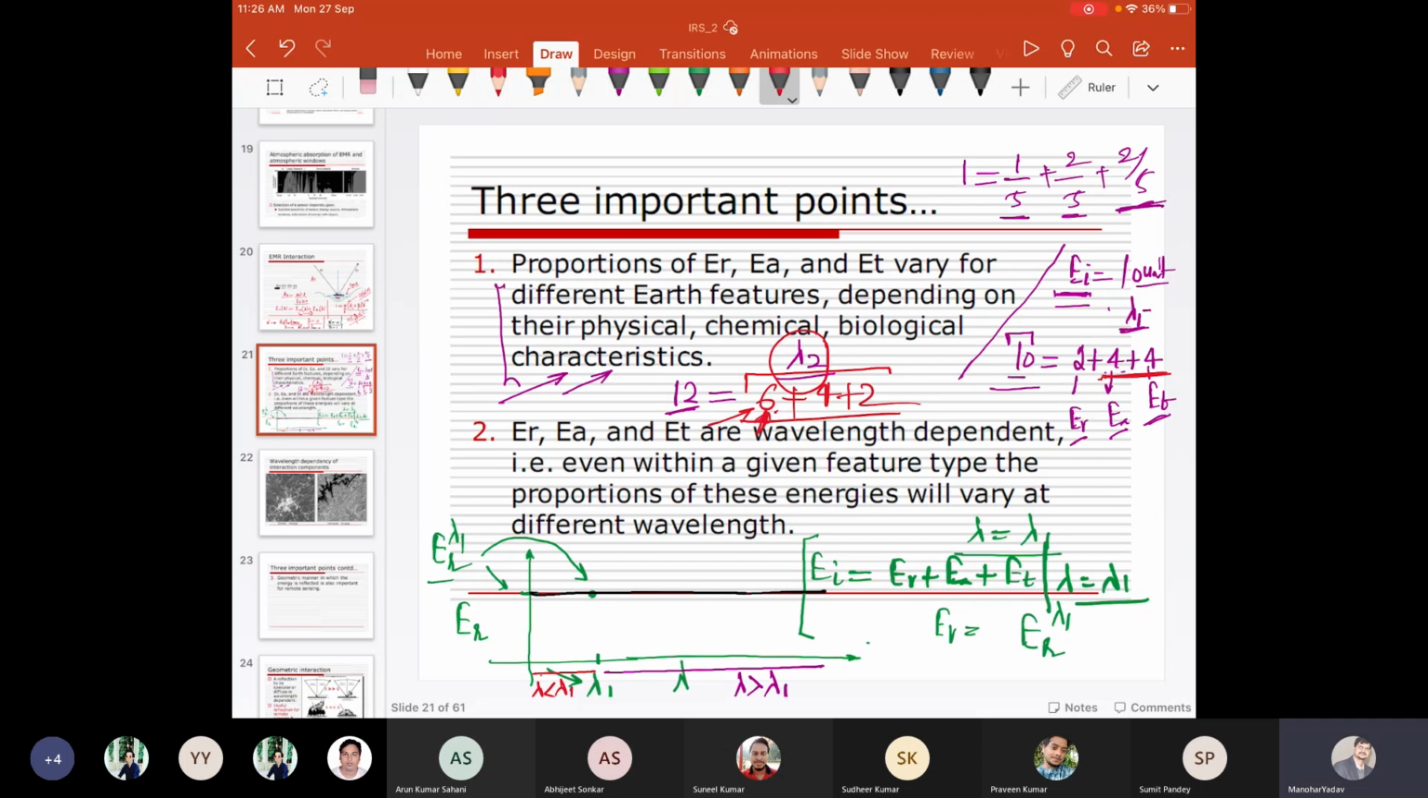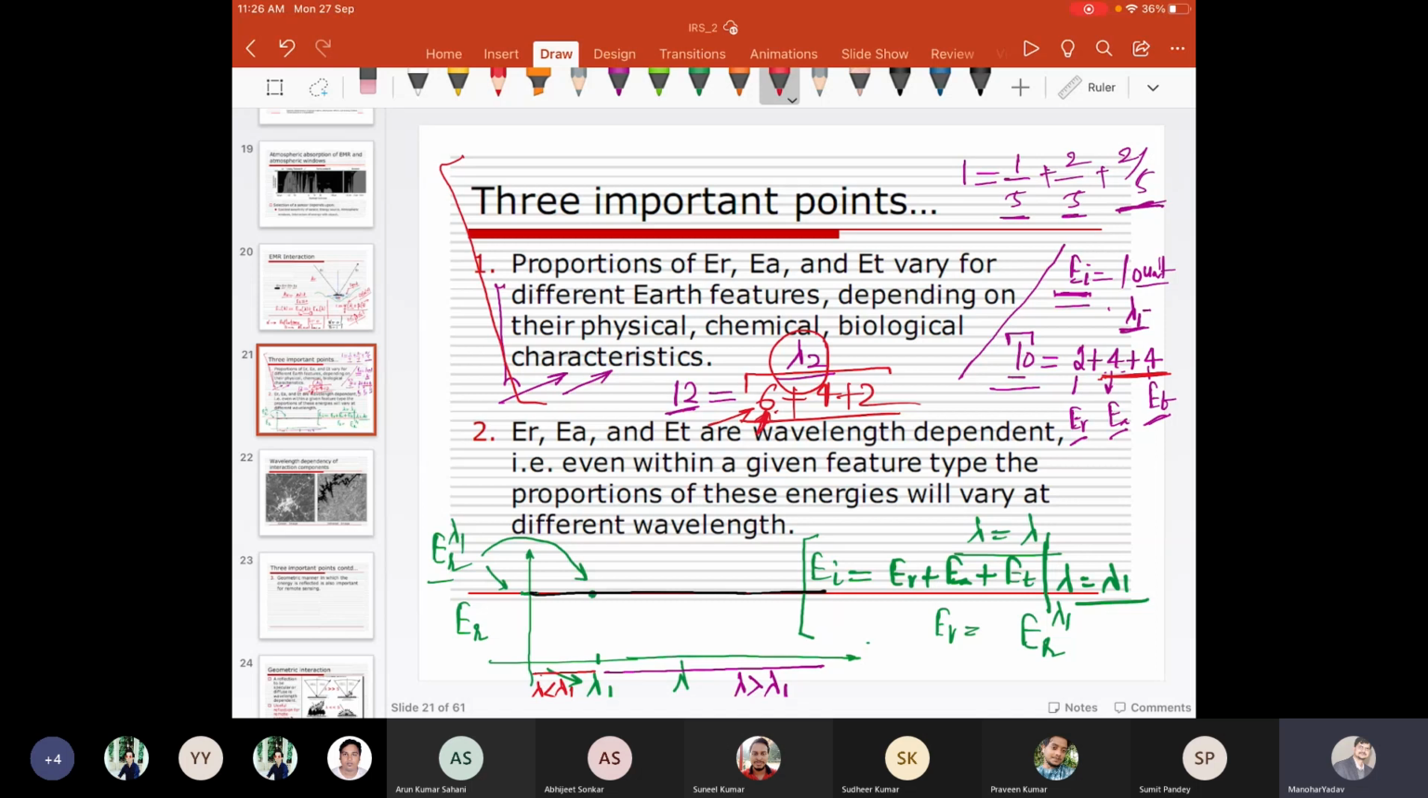Okay, at lambda 1. Why is it happening? It is happening due to the different response of the material at a different wavelength. And see, this is one of the important properties that allow us to do remote sensing.